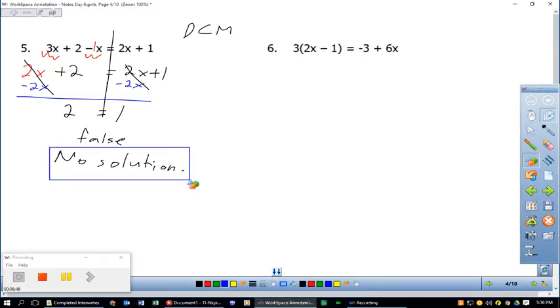That means there's no number that we could possibly plug in. We could try every number that there is, and none of them work.